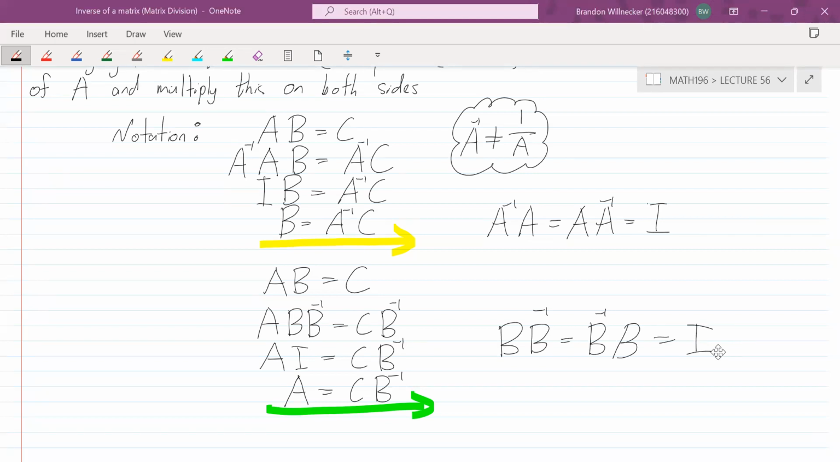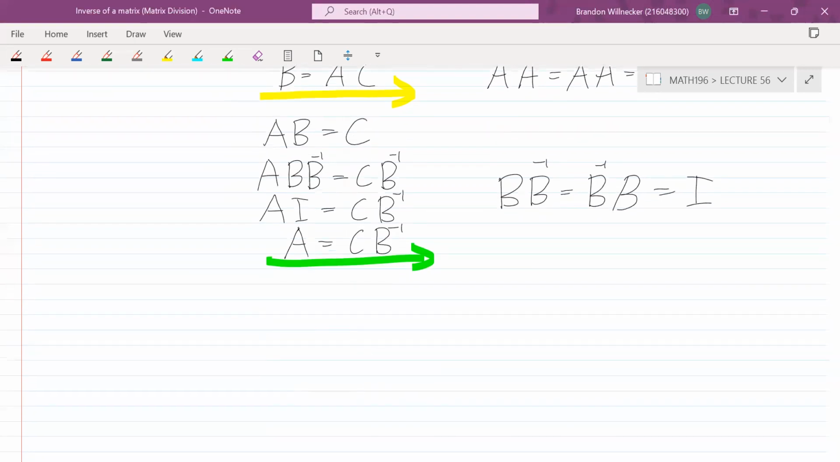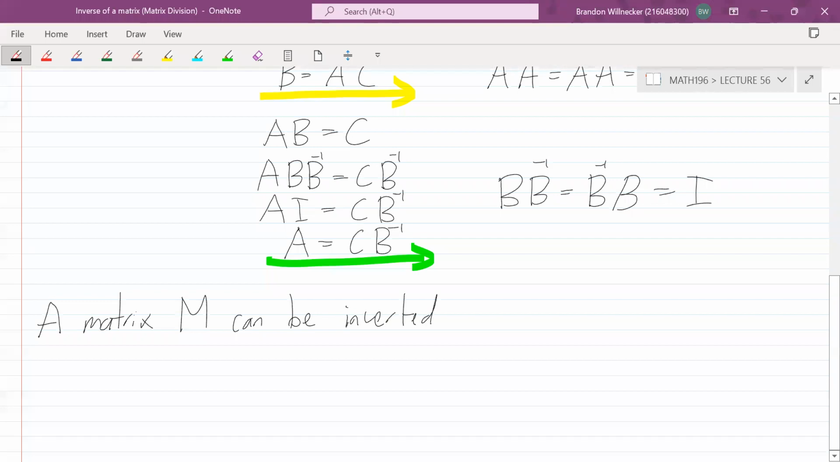Okay, so remember what I said at the beginning, you can't find the inverse for all matrices. So only some matrices are invertible or have an inverse. So when do we know if a matrix can or can't be inverted? A matrix, let's say M, can be inverted if the determinant of M is non-zero.